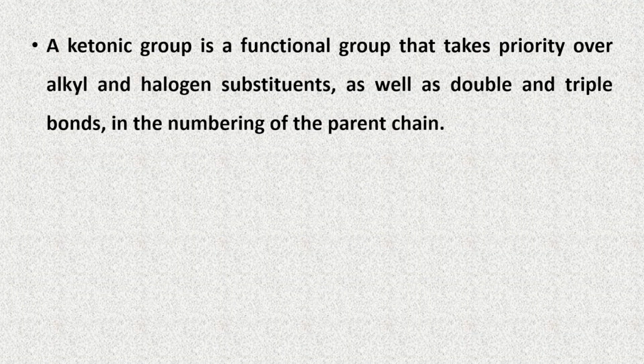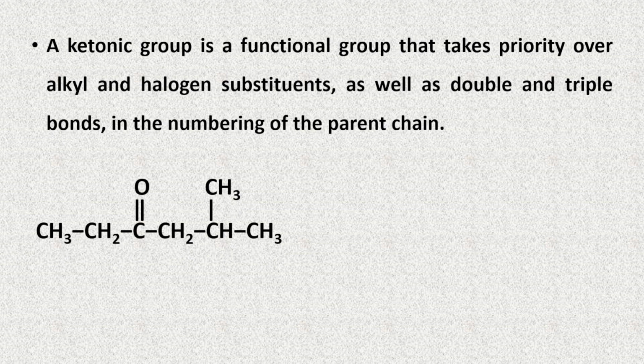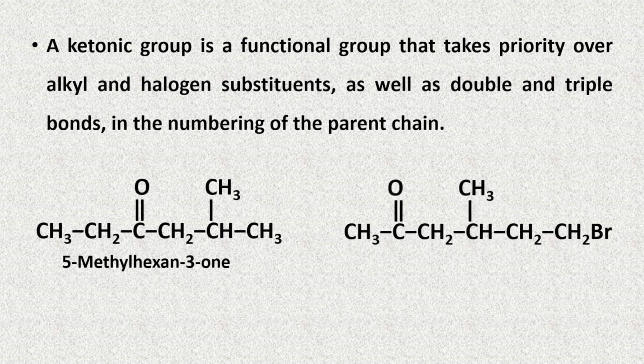As mentioned earlier, the ketonic group takes priority over alkyl and halogen substituents as well as double and triple bonds. So as per the rule, the numbering in this compound must be carried out from the left end so that the ketonic carbon gets the third position. So its IUPAC name is 5-methyl-hexan-3-one. Similarly, the IUPAC name of the second compound is 6-bromo-4-methyl-hexan-2-one.